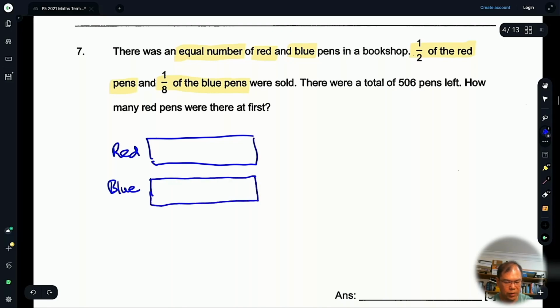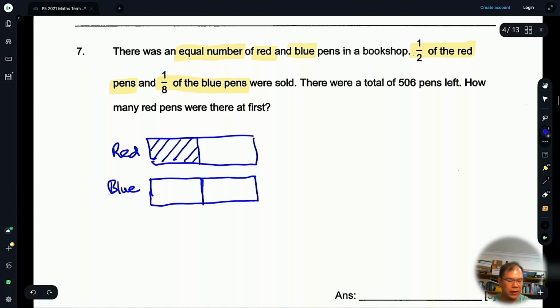So when I draw a comparison model, both of the bars should be of the same length. Now half of the red pens were sold, so I cut it into 2 equal parts, and 1 out of the 2 were sold. Now 1/8 of the blue pens were sold, so for the blue pens, I have to cut it into 8 equal parts. Now how would I cut it into 8 equal parts so that I can compare with the red pen model?